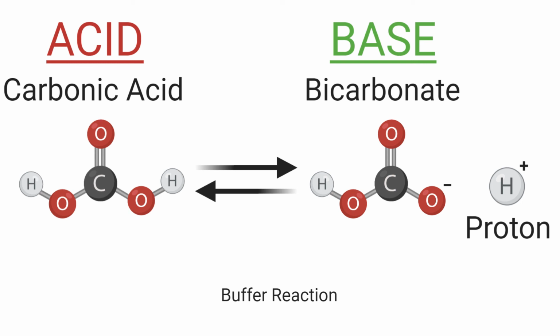If too many protons show up, it pushes the equilibrium of carbonic acid back so it holds on to more protons and keeps them out of solution. If the amount of protons drops, it pushes the equilibrium of bicarbonate towards releasing protons. This back and forth equilibrium keeps your blood pH pretty stable around 7.4 and helps to keep you alive.